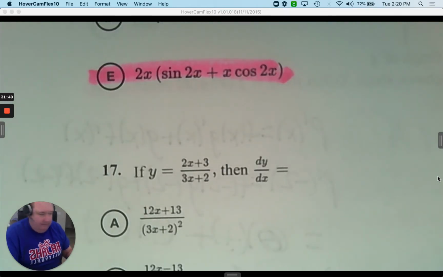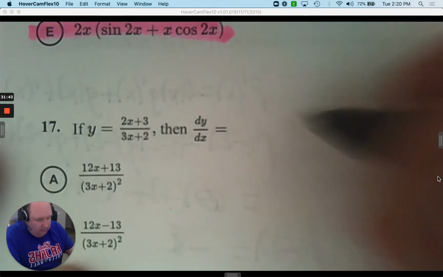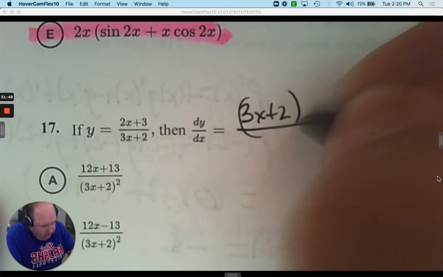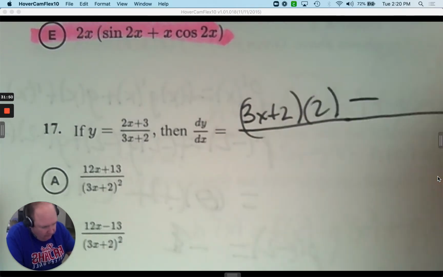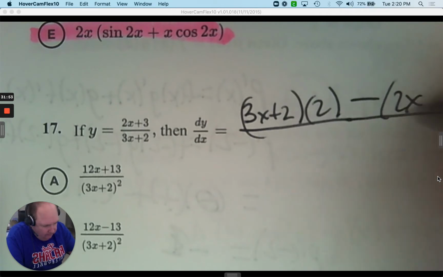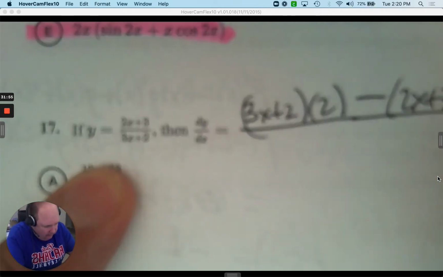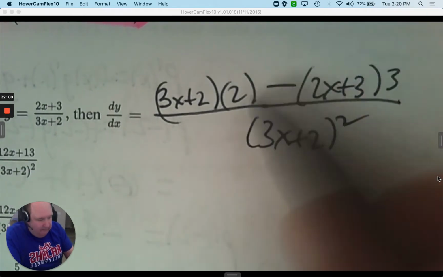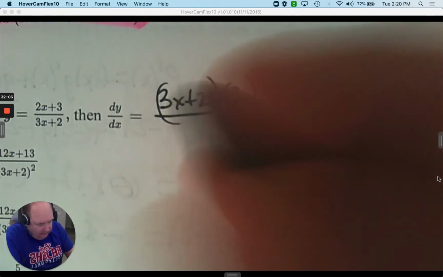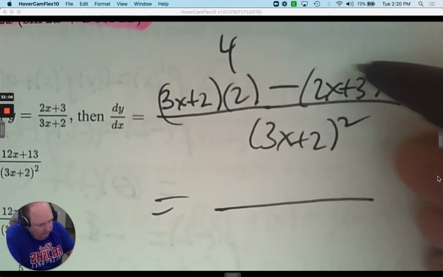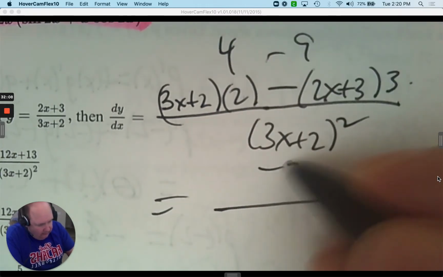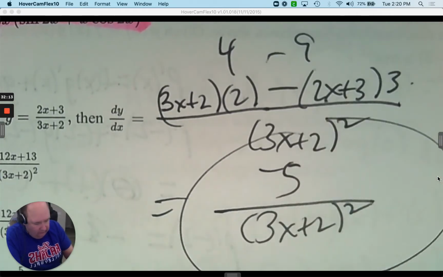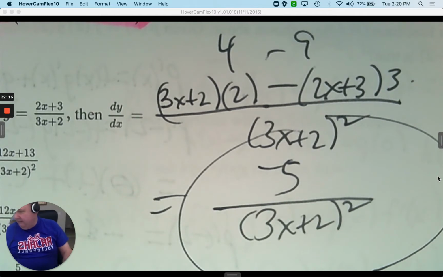Number 17. Do you know the quotient rule again? So the bottom times the derivative of the top minus the top times the derivative of the bottom, and then the bottom squared. And then simplify it. So 6x subtract 6x, they eliminate. This is 4. This is negative 9, so I got negative 5 over 3x plus 2 squared, combining like terms. So I got the answer to be D. Let's see if I'm right.